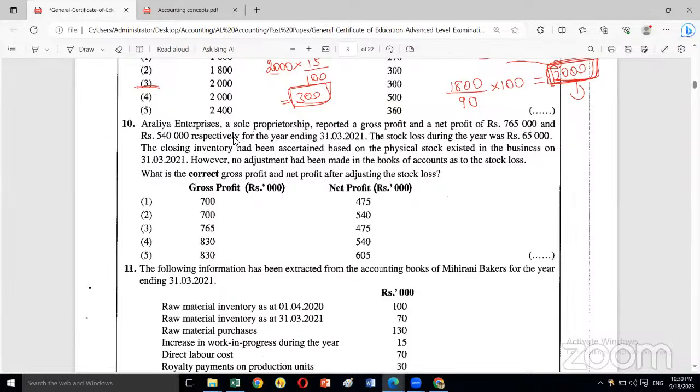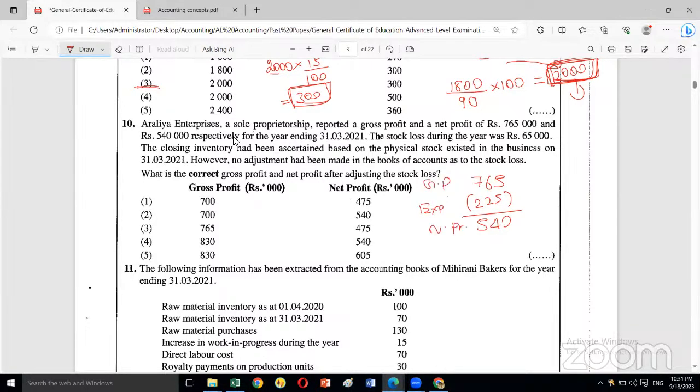I'll do some calculation here. If the gross profit is 765, from the gross profit we have to minus the expense. Then only we will get the net profit. How much is the net profit? 540. So first of all, we will calculate how much is the expense. From 765, if I minus 540, how much is the expense? 225. This is your expense. This is your gross profit. This is your net profit.